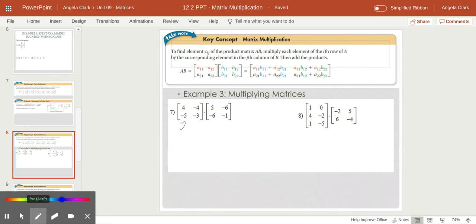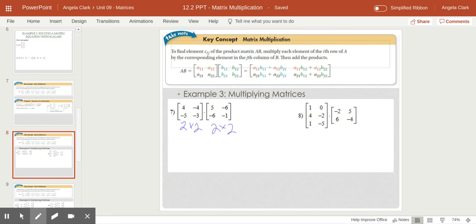So this is a 2x2, 2 rows, 2 columns, and this is also a 2x2. So clearly I can do this multiplication. These two numbers match, and my answer is going to be a 2x2. So I can do this multiplication. So let's go through it step by step.